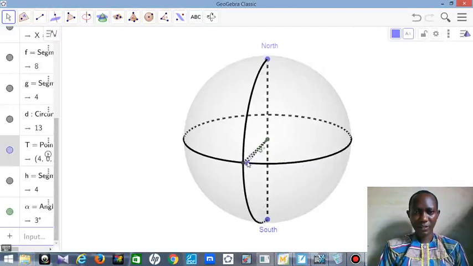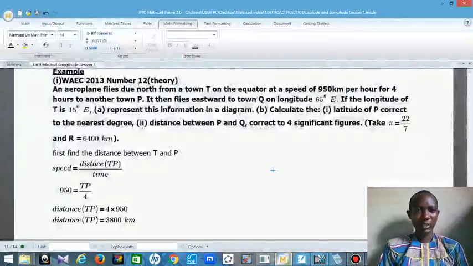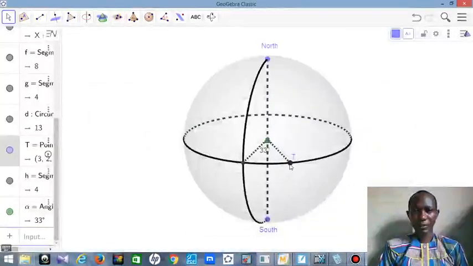So this is T. If T is 0 degrees, you can see 0 degrees. So it moves towards east. So it will go like this. That is it. So this is east. At which angle? Let me check. The angle is 15 degrees east. Okay, so it's 15 degrees east.